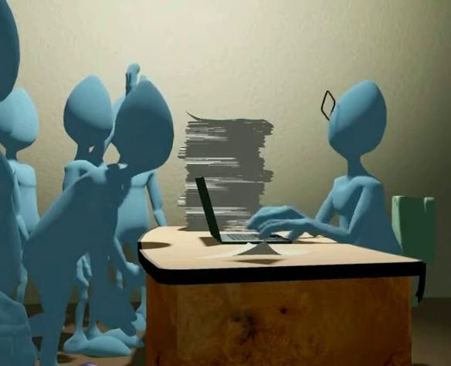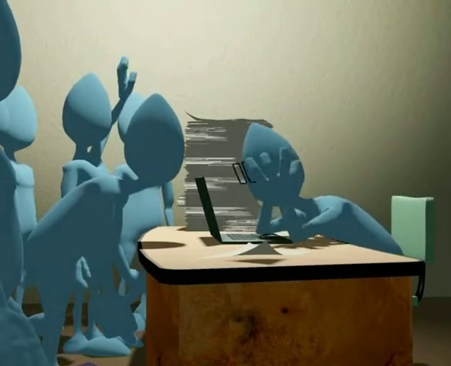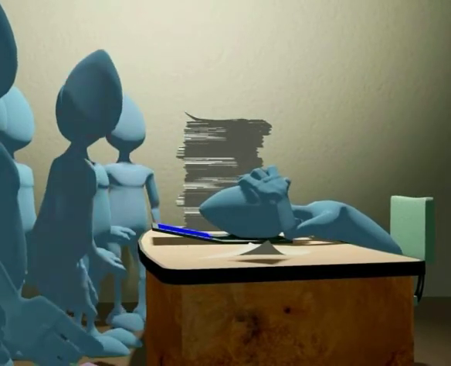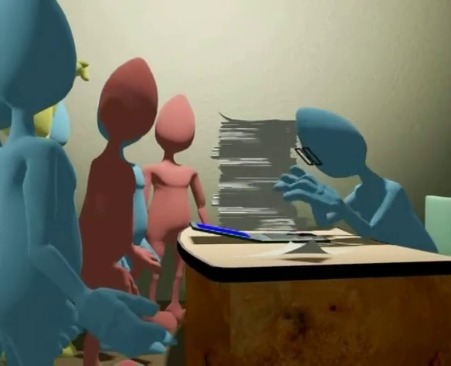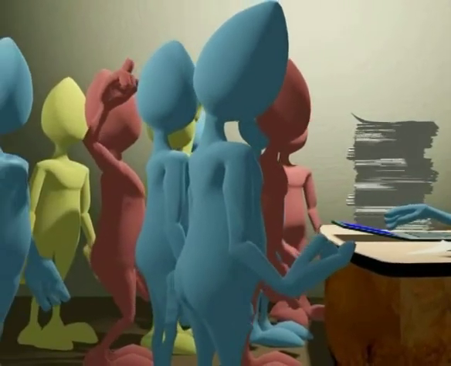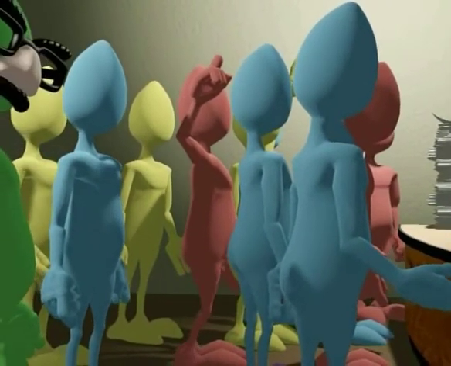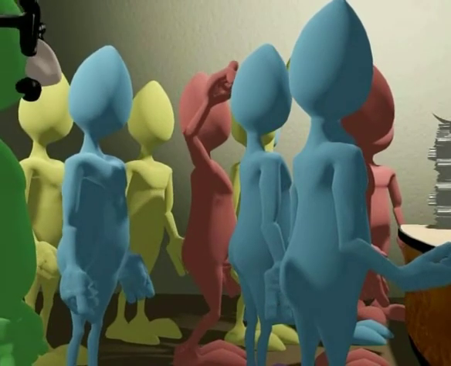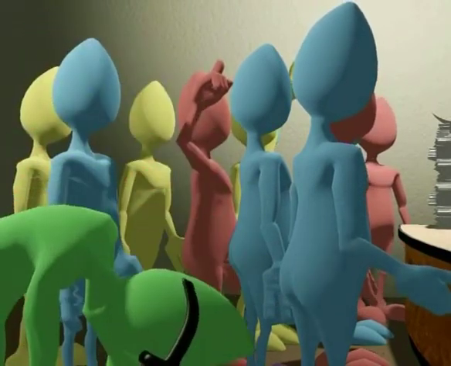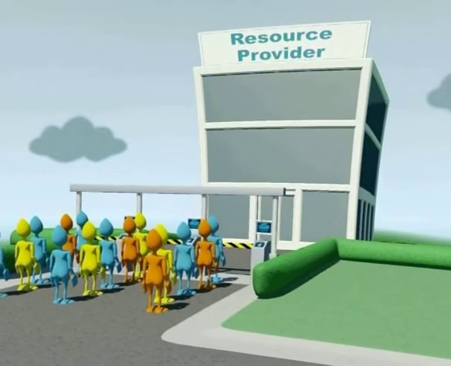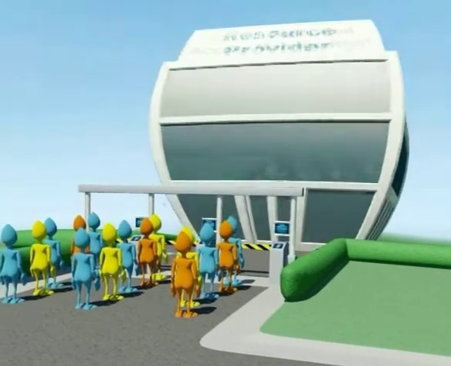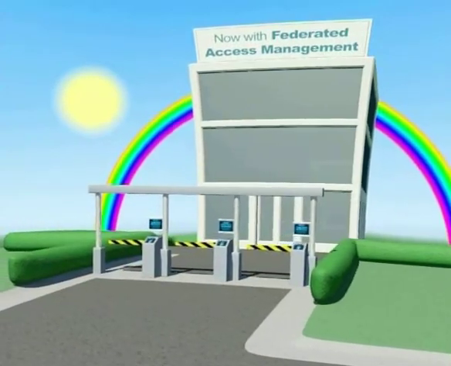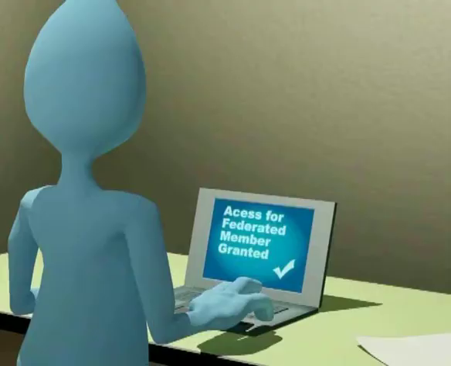If it is difficult to manage accounts for users who officially belong to your institution, it is much harder to manage accounts for users who don't. For one thing, there may be many more of them. And how do you know they are who they claim to be, and that they are authorised to access the resources they are requesting? This is where federated access management comes in.